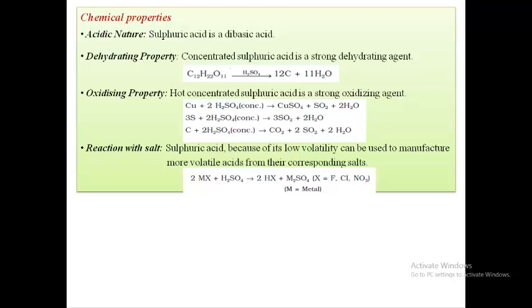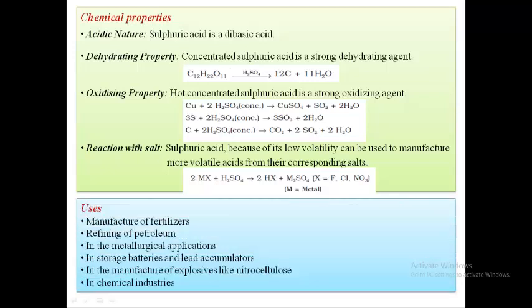Sulfuric acid is used to manufacture more volatile acids from their corresponding salts because it has low volatility. So when metal halide is treated with sulfuric acid, it gives the corresponding acid and sulfate of the metal. For example, when sodium chloride is treated with sulfuric acid, it gives hydrochloric acid and sodium sulfate as the product.